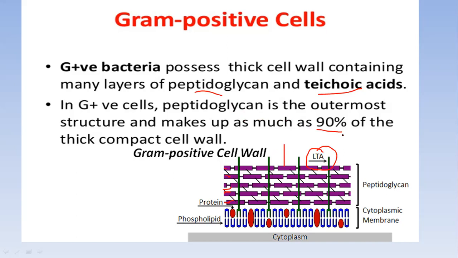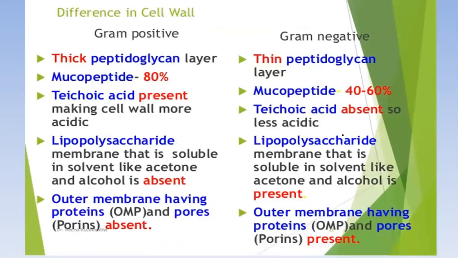What is the difference between gram-positive and gram-negative? Gram-positive bacteria have a thick peptidoglycan layer because it has lots of layers. Gram-negative bacteria have just a few nanometers of thickness.